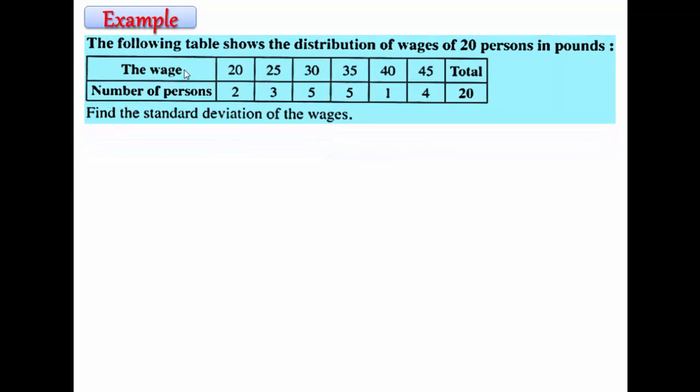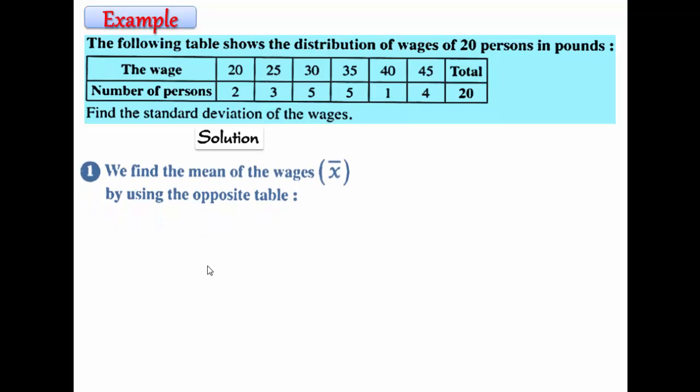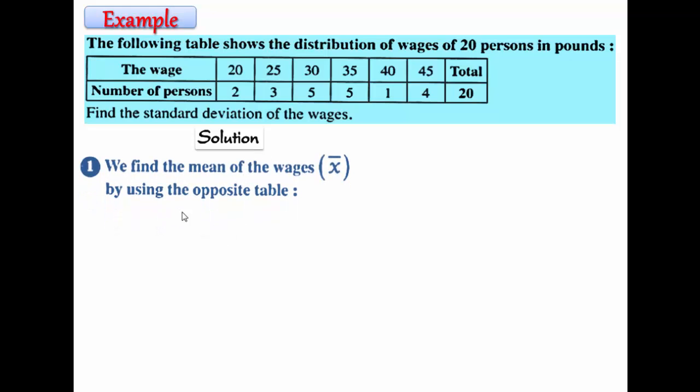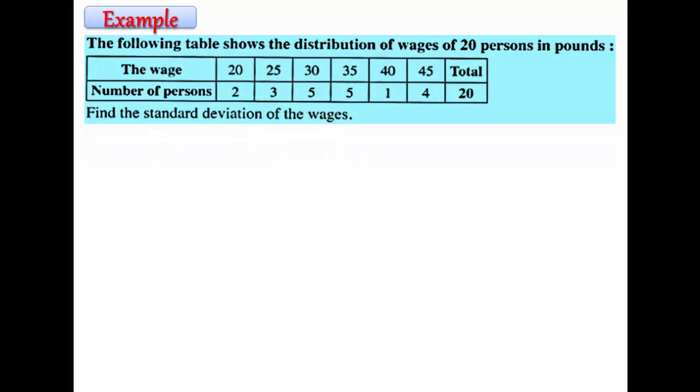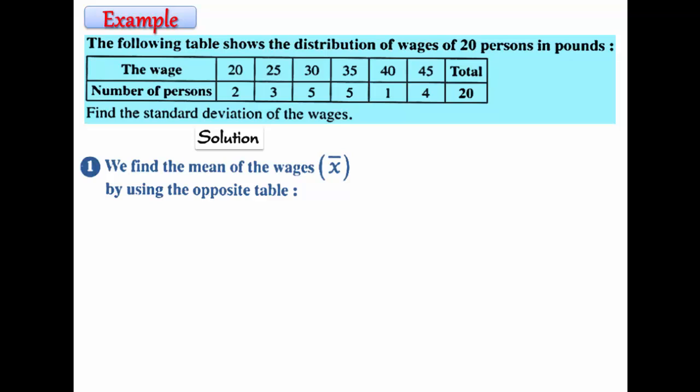Another example. The following table shows the distribution of wages of 20 persons in pounds. As shown, find the standard deviation of the wages. Solution. First step, we find the mean of the wages x bar by using the opposite table.